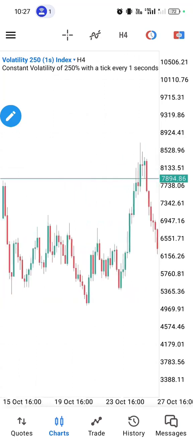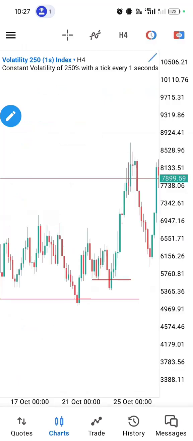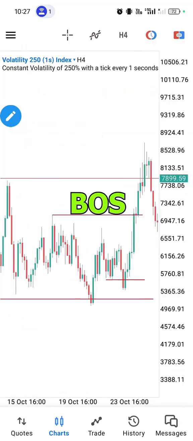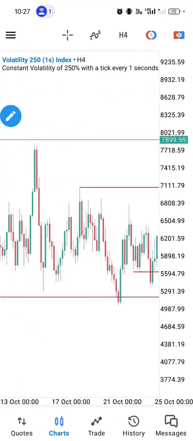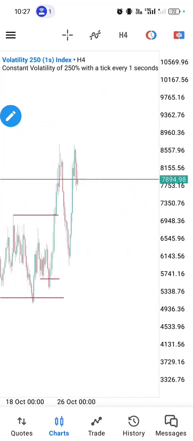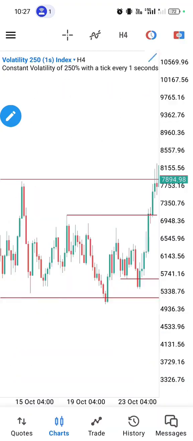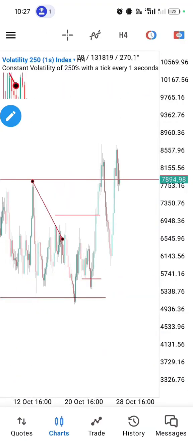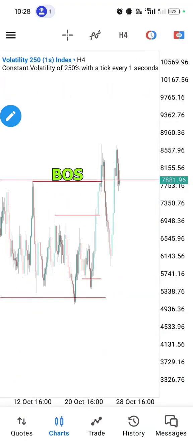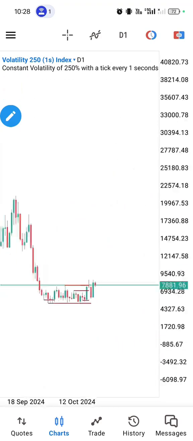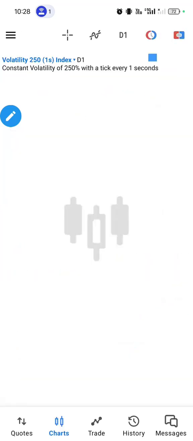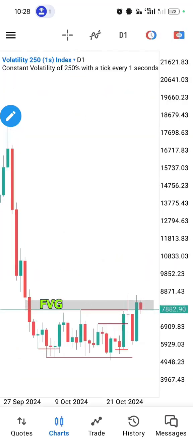and immediately after it gave us a stop hunt, it shot up to give us our first break of structure or a change of character, and then it continued to shoot up and gave us another BOS right above that high. Now immediately as it broke structure right above that high, it filled. Now if you stretch out your rectangle, you can see it filled the fair value gap.